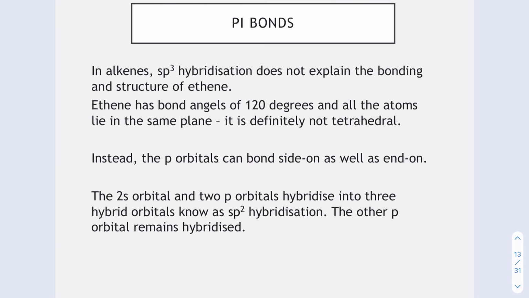Instead, we make something called an sp2 hybridized molecule. And again, from the little diagram, it should say 2s and 2p orbitals hybridized to make one, and the other p orbital remains unhybridized. So what is sp2 hybridization? 1s and 2p orbitals.